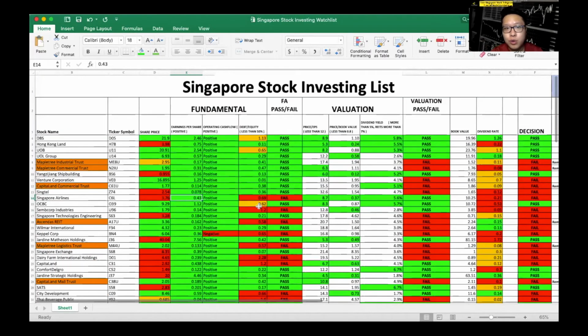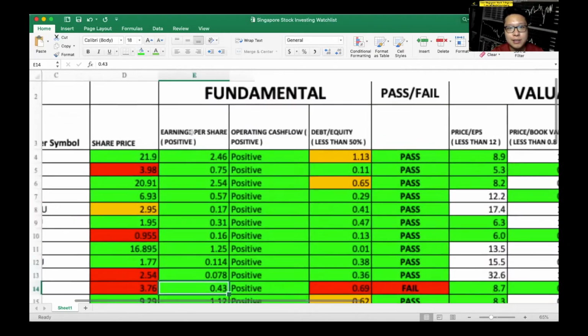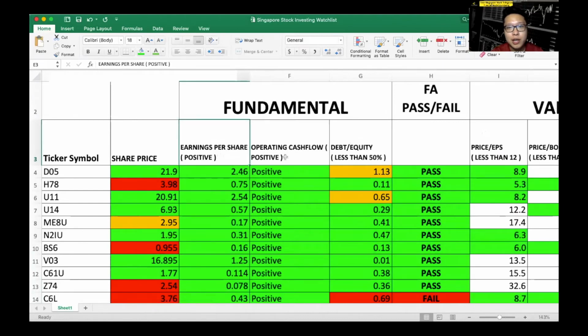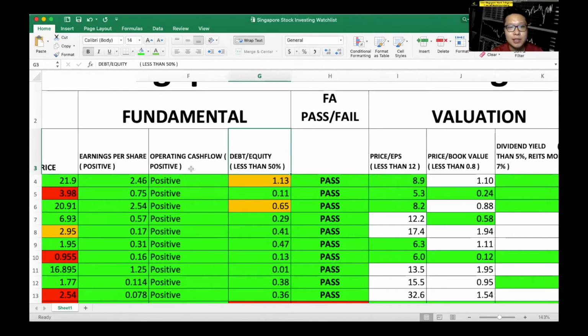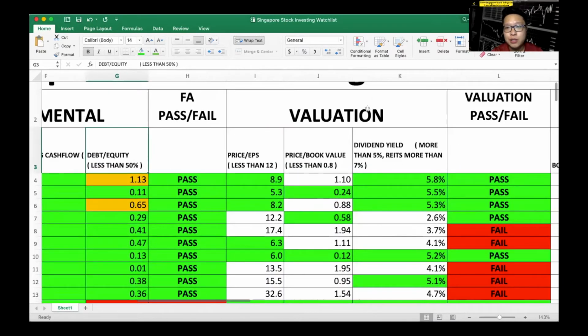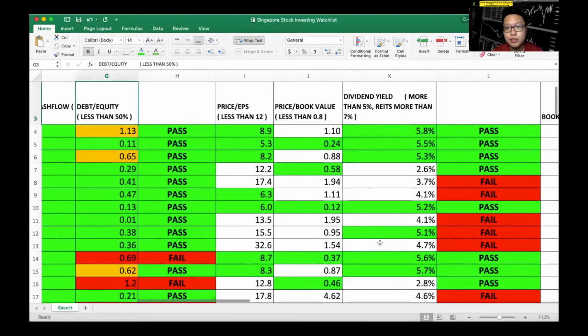For those of you who are totally new, what are some of the things you want to look out for in a company? It's all over here: earnings per share, operating cash flow, debt to equity. Whether it is positive, or whether it is less than 50%. Then in terms of valuation, how do we know whether it is cheap or expensive? That is where we look at the P/E ratio, price to book ratio, or dividend yield. Everything is here, so you can just go and play around with it.